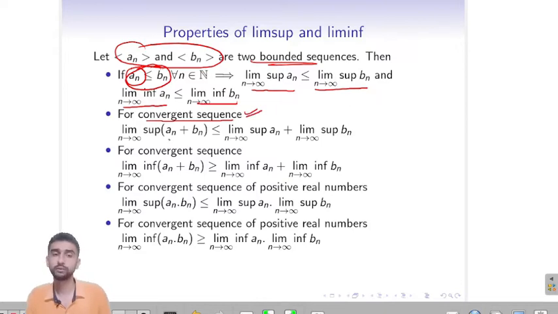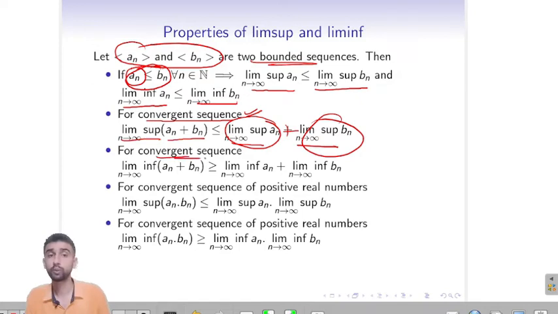Now, for a convergent sequence, if we take the sum of two sequences and then find the LimSup, what will happen? The LimSup of the sum is less than or equal to the sum of the separate LimSups. What will happen for LimInf? Here the inequality will change. The LimInf of a_n plus b_n, the sum, will be greater than or equal to the sum of the LimInf of a_n and LimInf of b_n.